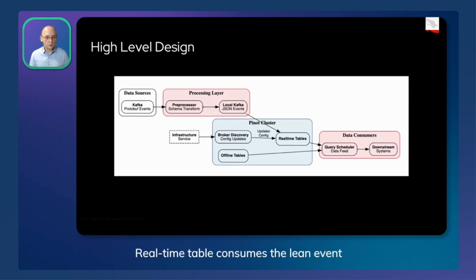Real-time table consumes the lean event and performs its internal processing steps. We also use offline tables to store pre-aggregated data, which allows us to store more relevant data for longer retention periods. Offline tables enable targeted analytical queries and improve overall data analytics capabilities for us.